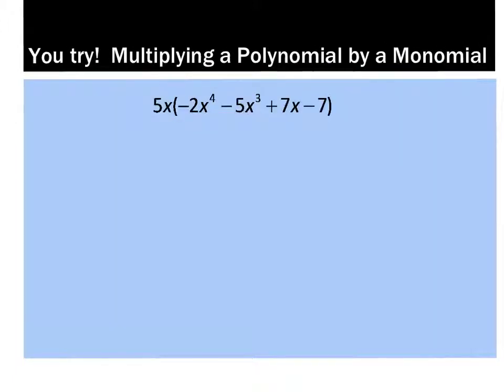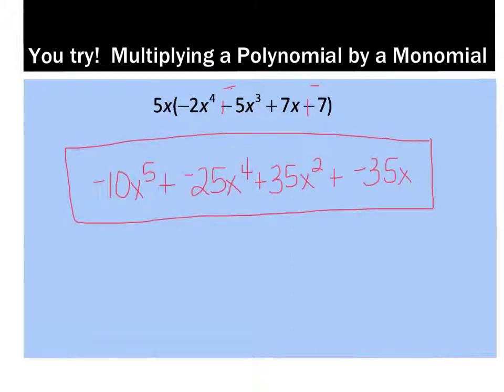Alright, go ahead at your seat and try this one. Multiply this polynomial by a monomial. When you're done, put your pencil down and then we can check it together. Alright, check your answer with mine. Did you have negative 10x to the fifth plus negative 25x to the fourth plus 35x to the second plus negative 35x? If so, great job.